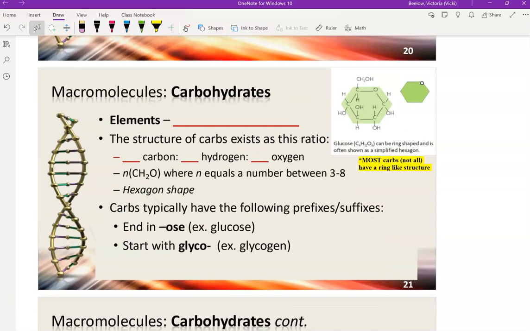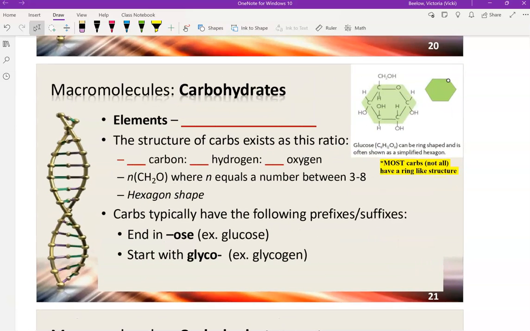So let's talk about carbohydrates. There are 3 main elements that make up carbs, and these will also be seen in almost all of the other macromolecules. We of course have carbon, which is our building block, and hydrogen. Remember, all of these macromolecules, or biomolecules, that we're talking about are organic, so they have carbon and hydrogen. And then glucose, or carbohydrates, also have oxygen as well.